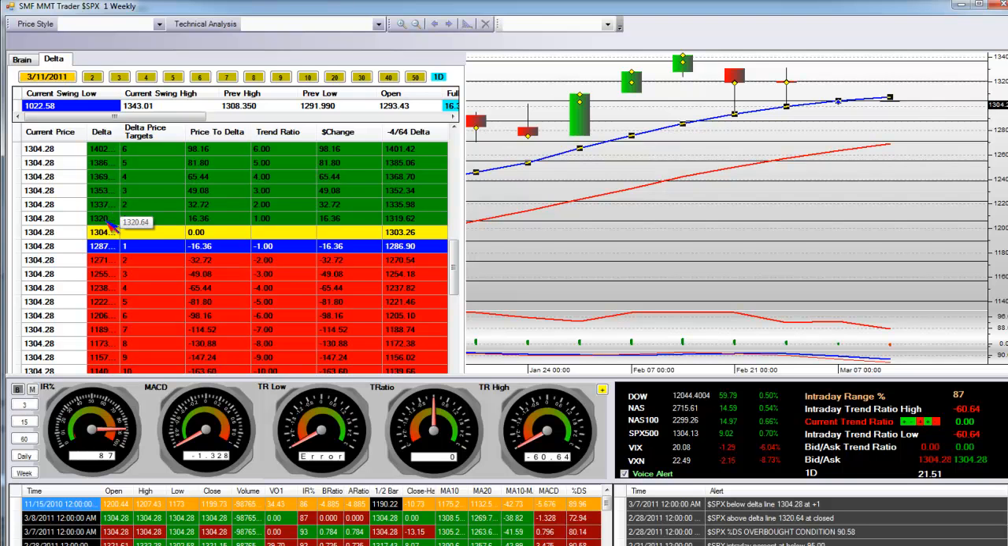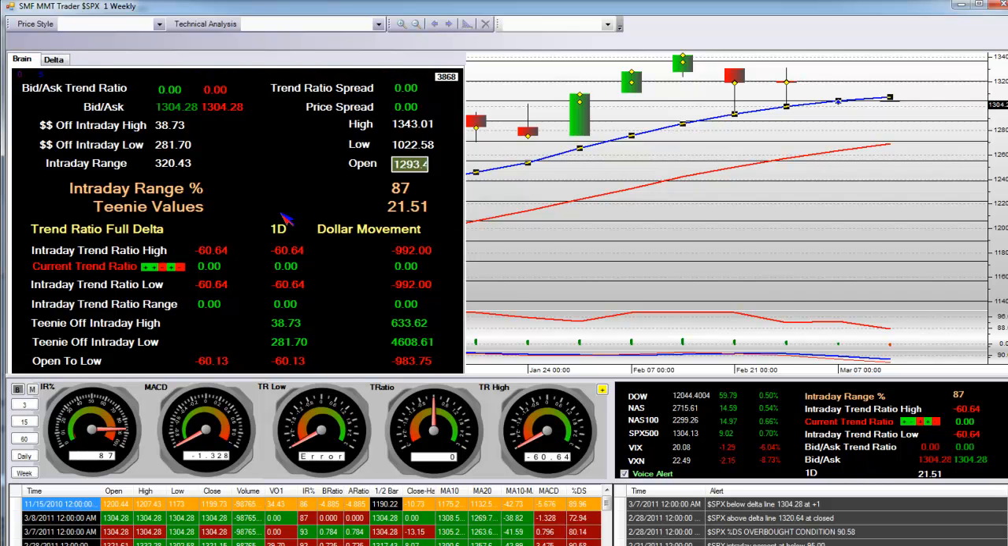That's a delta. If you don't close above it, that S&P is not going up there. Period. That's a delta, a delta of 21.51 movement. One delta dollar movement will be the 21.51 line. That is the conclusion of the weekly.